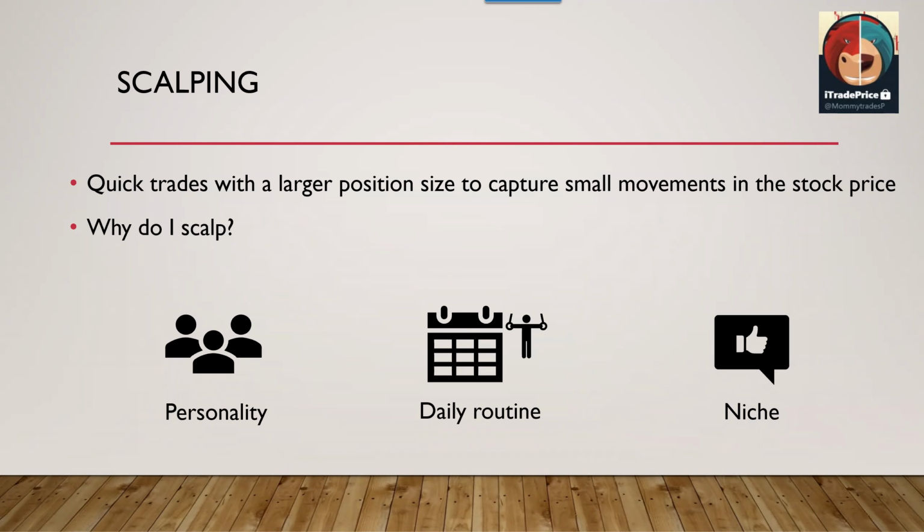And why do I scalp? You have to know that as well. From a personality perspective, it is very important that you find out what your niche is and match that with your daily routine. For example, I am a little impatient when it comes to trading. I would like to get into a trade at the right level and then get out in a minute, 2 minutes, 3 minutes. Those are my scalp trades. Otherwise I'd become impatient. So it has to match how you want to trade, and your daily routine.